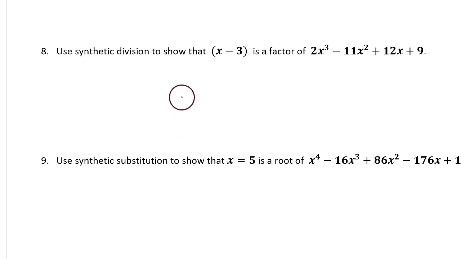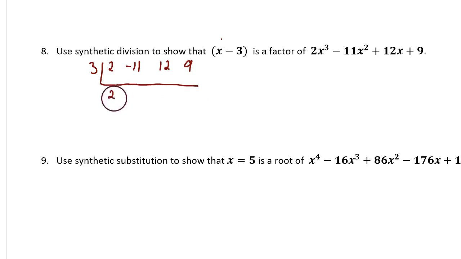Number 8, use synthetic division to show that x minus 3 is a factor of this polynomial. Let's use the coefficients, 2, negative 11, 12, and 9. Now think about what number you're going to divide in there if you want to test if x minus 3 is a factor. You would want to use 3. Because 3 is the number that you would put in for x so that that factor becomes a 0. Well, let's substitute 3 in and see if we get a 0 at the end.